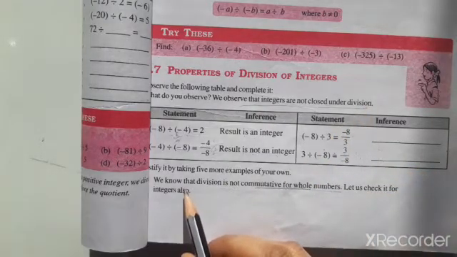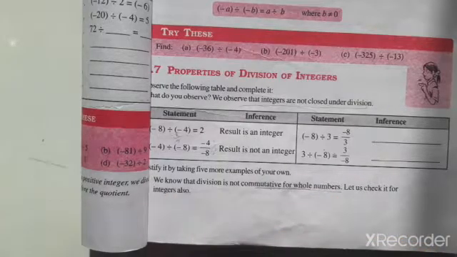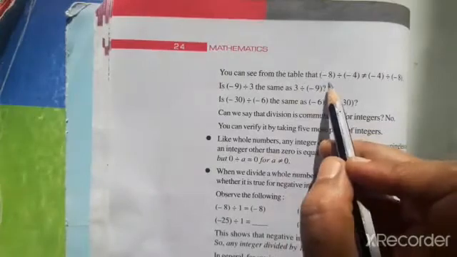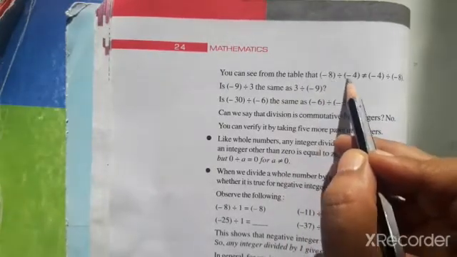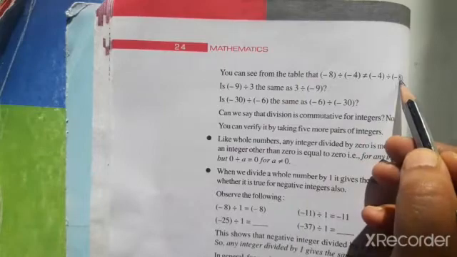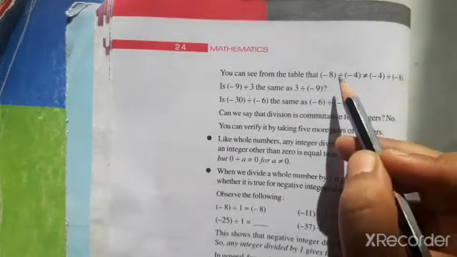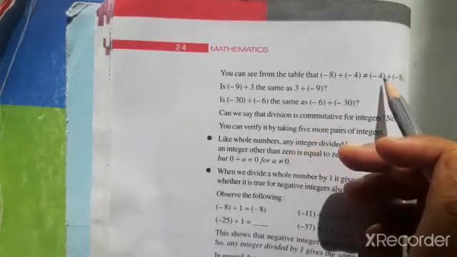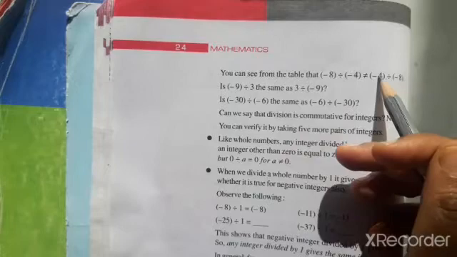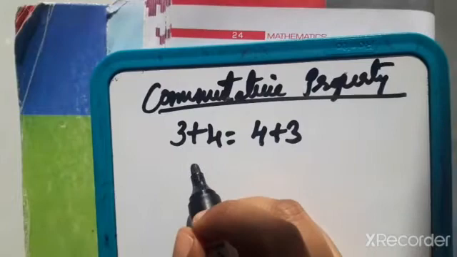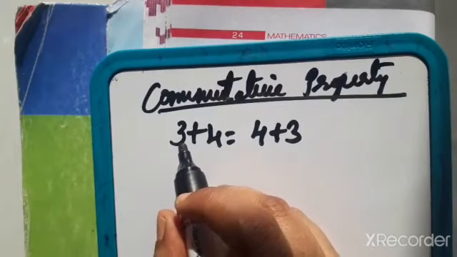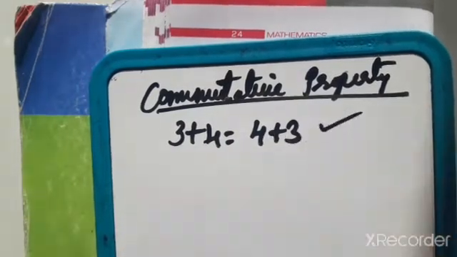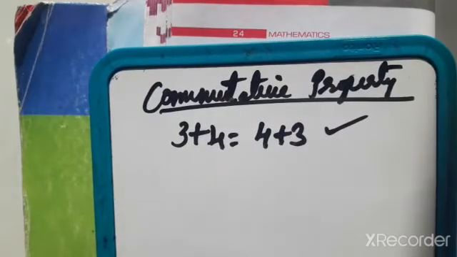Next, let's check that division is not commutative for whole numbers. Observe this example, or you can make your own example. Minus 8 divided by minus 4 does not equal minus 4 divided by minus 8. The commutative property means just reversing the numbers or letters. Minus 8 is in the first place and minus 4 in the second; reversing puts them the other way around. 3 plus 4 becomes 4 plus 3, so addition satisfies the commutative property.